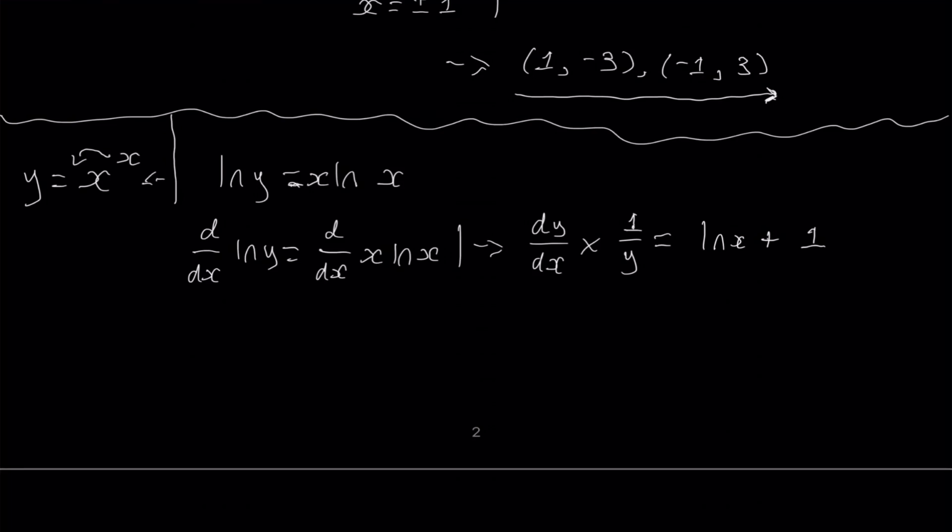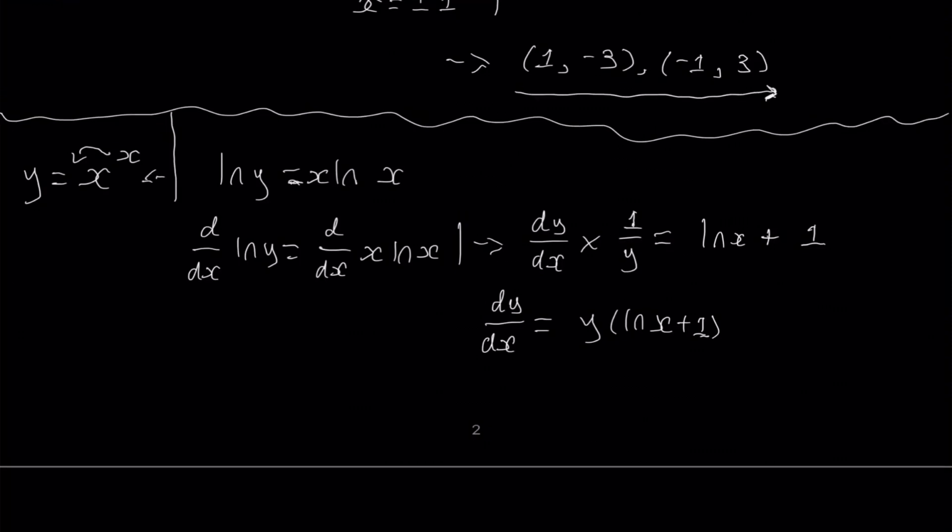Now we can multiply both sides of this equation by y to make our derivative of y with respect to x the subject. This will be equal to y times ln x plus 1. And from this point, we can substitute y being equal to x to the power of x into this equation. This will be equal to x to the x times ln x plus 1. Now, to find the coordinate of our stationary point, we're going to want to set this as being equal to 0.